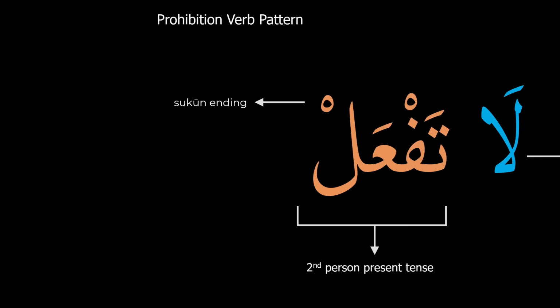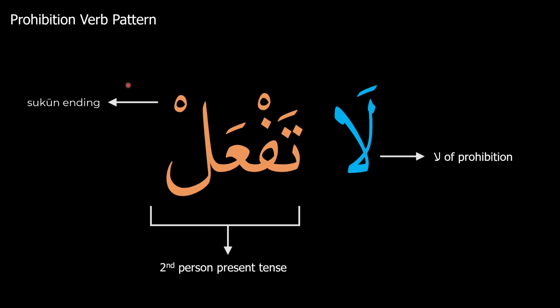So let's take a look at the pattern of a prohibition verb. The pattern for a prohibition verb is a mix between the pattern for a present tense verb and the command verb. What you'll have is a verb in the second person present tense form, and the last letter will get a sukun, and then you just have the la of prohibition in the front. So that's basically it. It's fairly simple. Let's see how we can construct it.